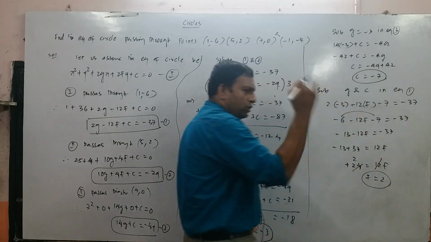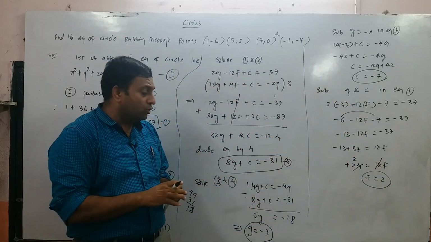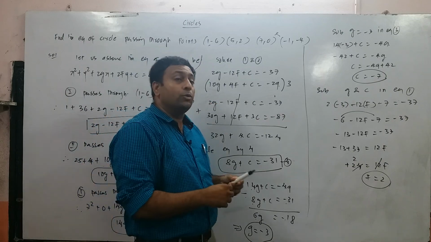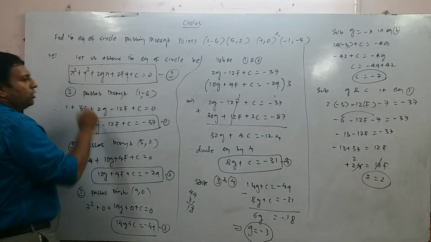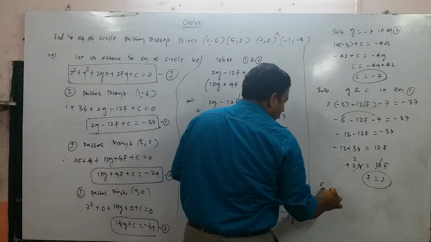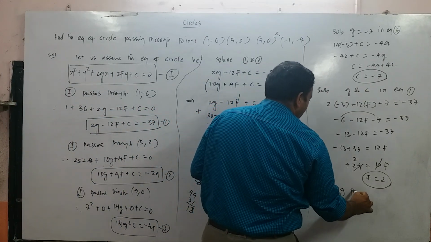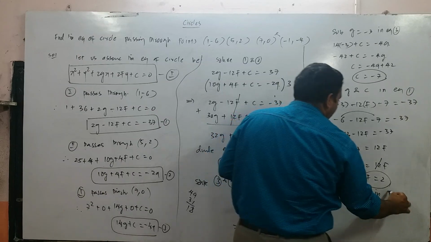Now once you know G value, F value, and C value, you have to get back to equation I. What is equation I? This is the equation of circle. So what am I going to do? I will say substitute G, F and C in I.